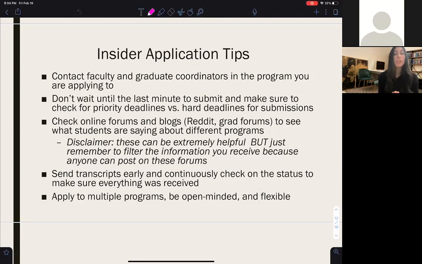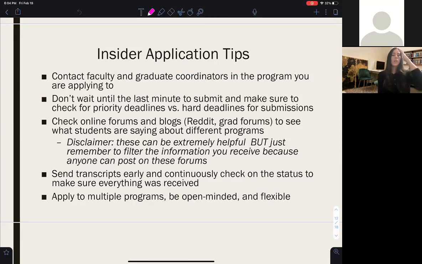Make sure you check for priority deadlines, because a lot of programs will have a first priority deadline and then a hard deadline later. You want to get your application in before or on the priority deadline, because those go in a separate pile and they're looked at first. So make sure you are really taking care of those deadlines and checking them for every program.